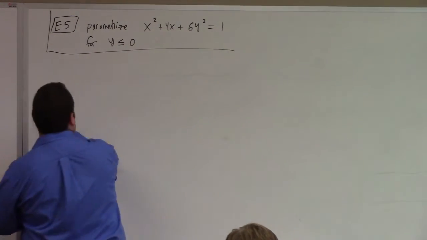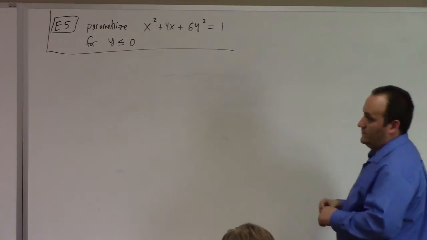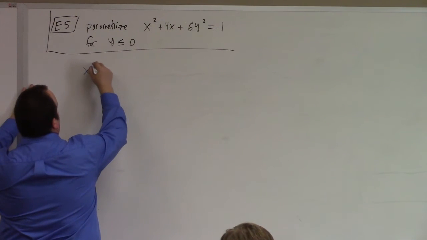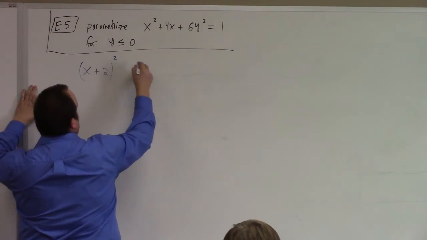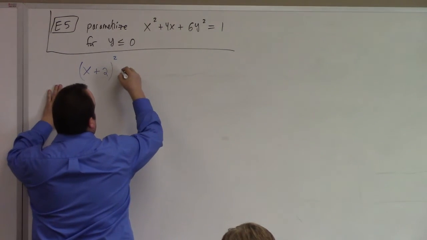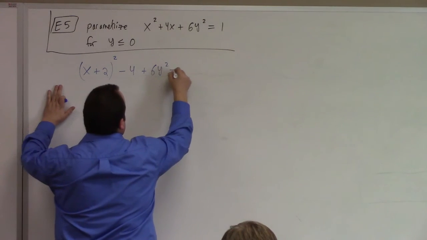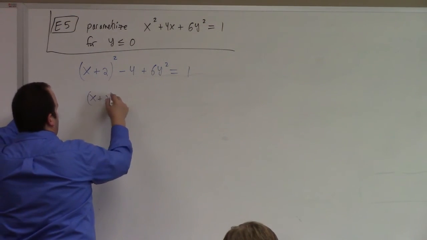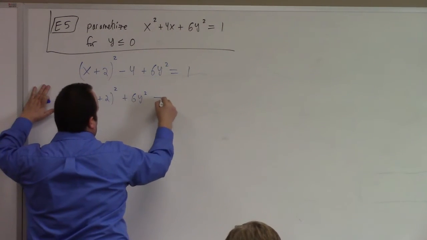So I put a wrinkle in this, didn't I? So we have to do first what? That's x plus 2 quantity squared, right? And then minus 4 plus 6y squared equals 1, which is x plus 2 quantity squared plus 6y squared is equal to 5.